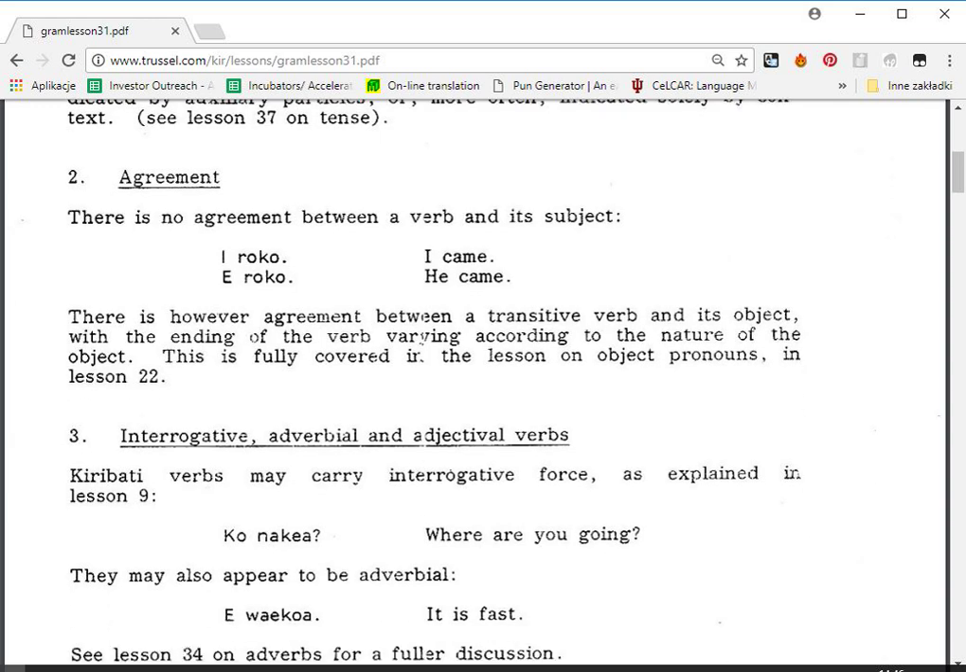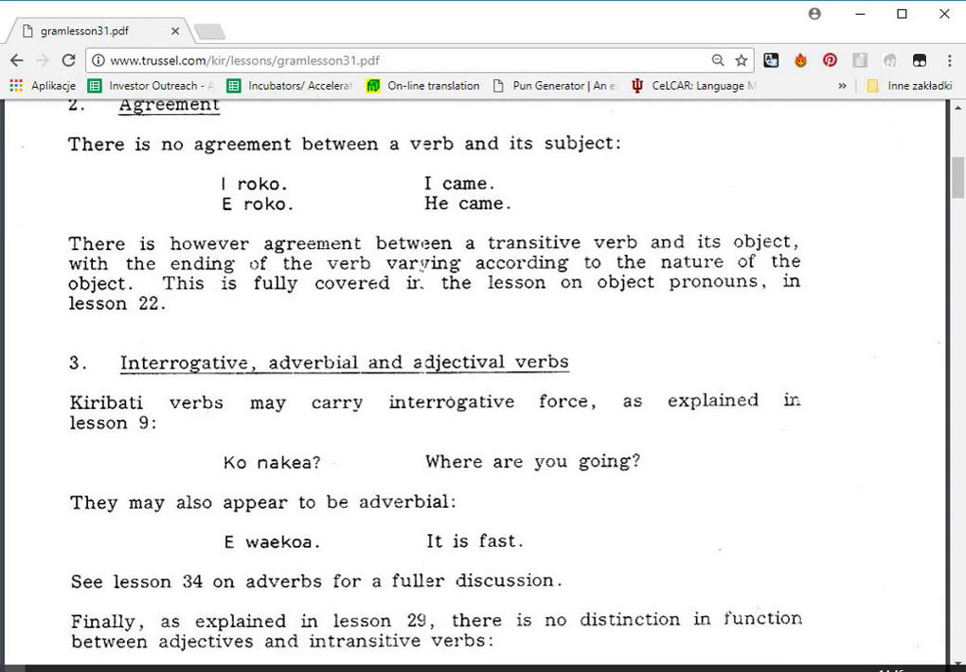There is, however, agreement between the transitive verb and its object, with the ending of the verb varying according to the nature of the object. This is fully covered in the lesson on object pronouns and lesson 22. It would be very fulfilling to read a grammar book that I didn't have to cross-reference literally every single paragraph, but it is what it is.